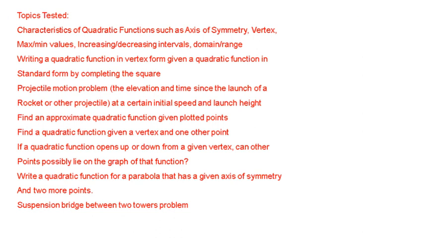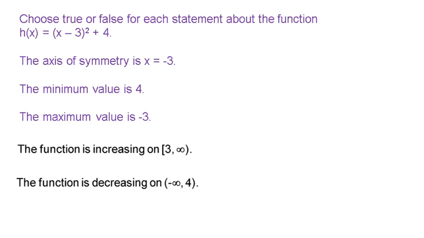And so in this preview, we're going to go over most of these things. Okay, choose true or false for each statement about the function h of x equals 2(x minus 3) squared plus 4. The axis of symmetry is x equals negative 3.